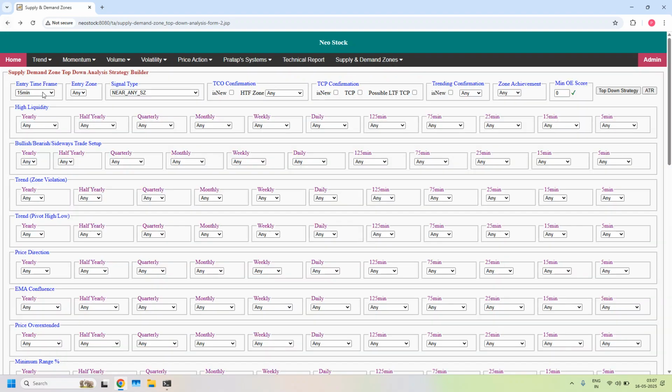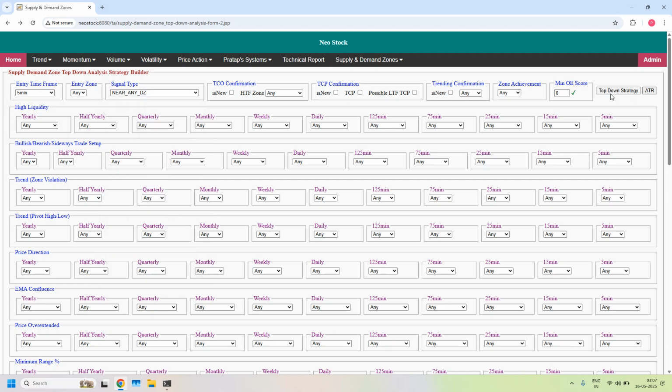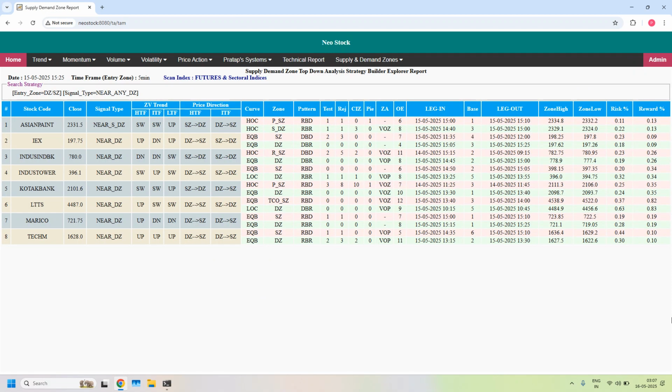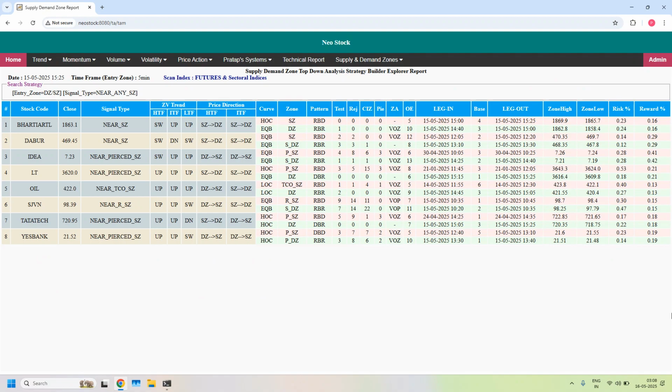Next time frame is 5 minutes. Stocks near 5 minutes demand zone. We got 8 stocks. Next, stocks near the 5 minute supply zone. We got 8 stocks. So we have generated stocks near demand and supply zones for all the time frames.